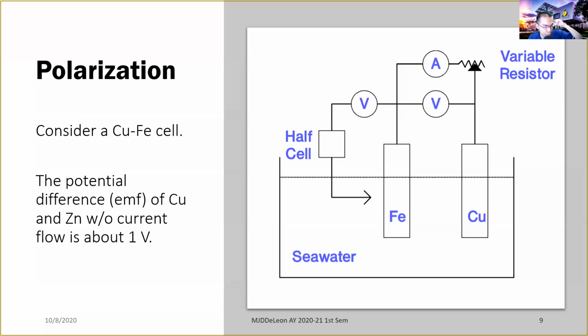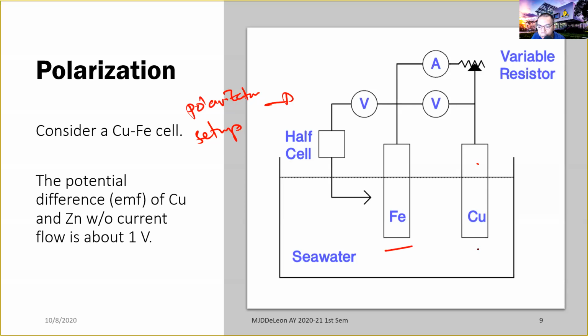The potential difference of copper and zinc without current flow is around 1 volt. I think mga ganun. Around 1 volt or 0.8, 0.9. So, this is yung nasa kanan. Yung nasa kanan, this is a polarization setup. So, this is just a lab equipment to know kung ano yung polarization curves natin for a given electrochemical reaction.